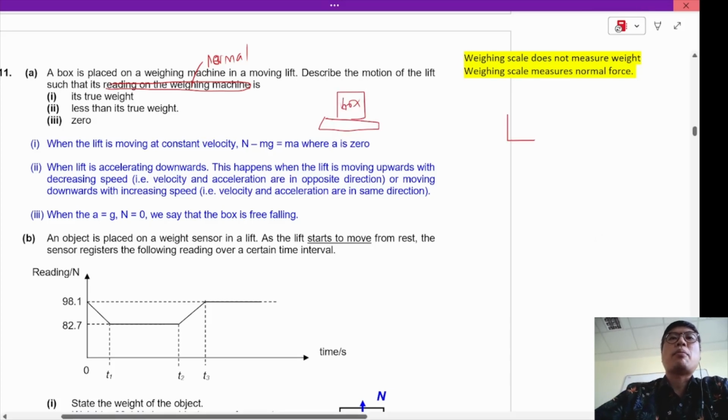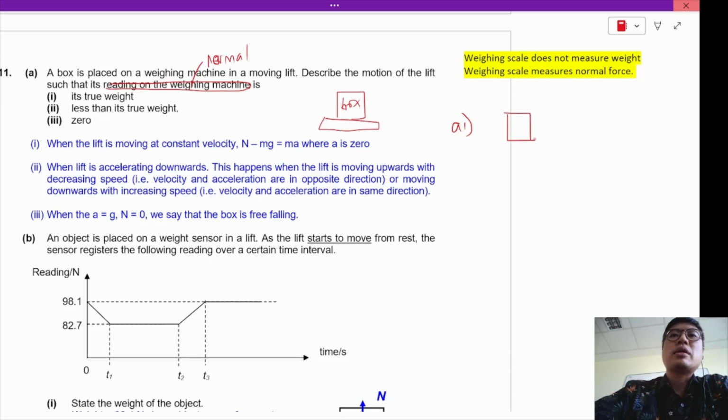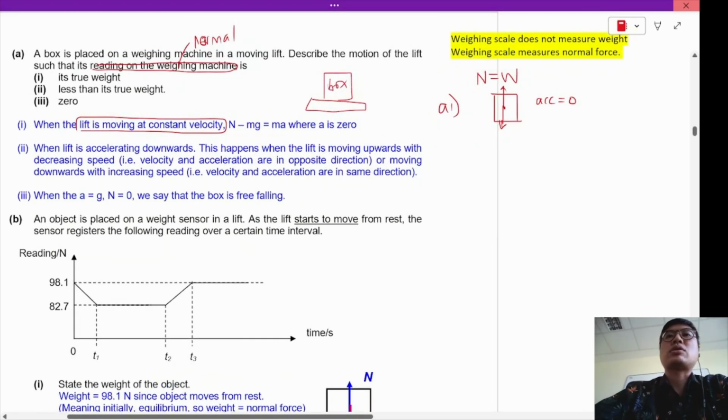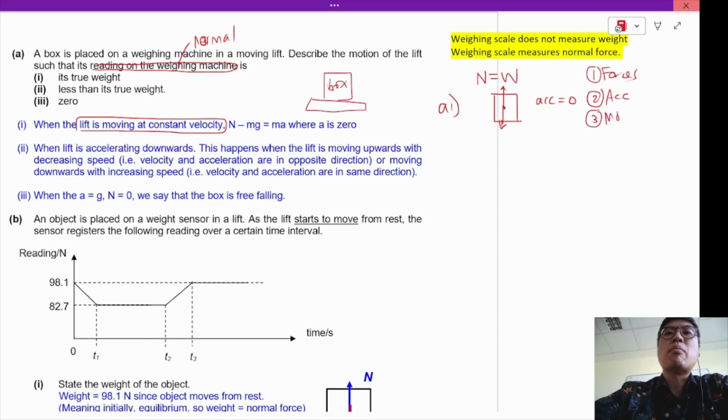So let me give you an example for part A. It says that the reading on the weighing machine is its true weight. So what does that mean? That means that the normal is equal to the weight. When the normal force is equal to the weight, then the acceleration will be equal to 0. If the acceleration is equal to 0, then the lift is moving at constant velocity. So here's the way to deal with such questions. First, you look at the forces. Then you look at the acceleration. Then you talk about the motion.